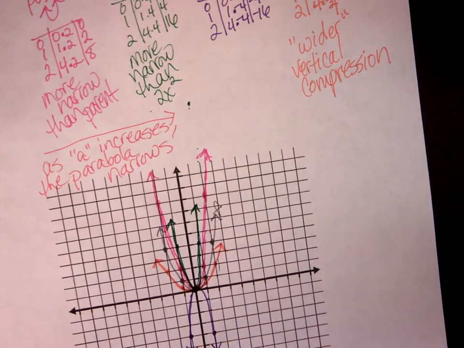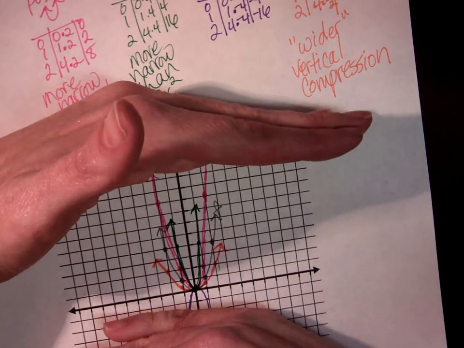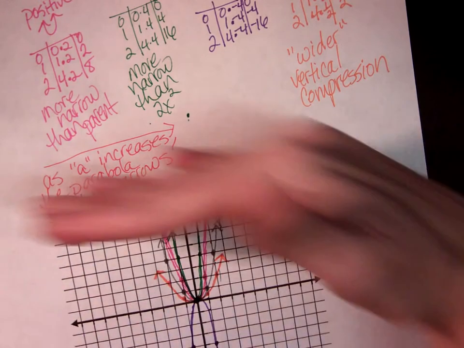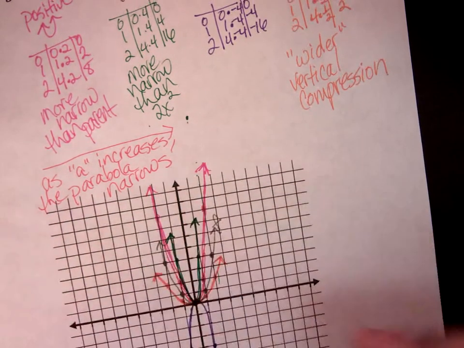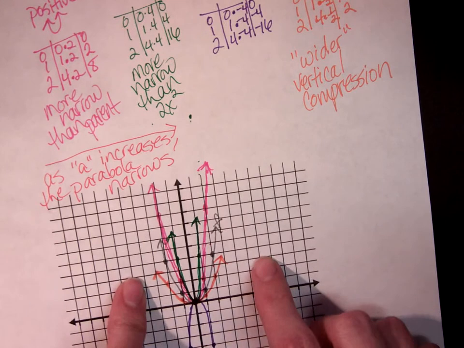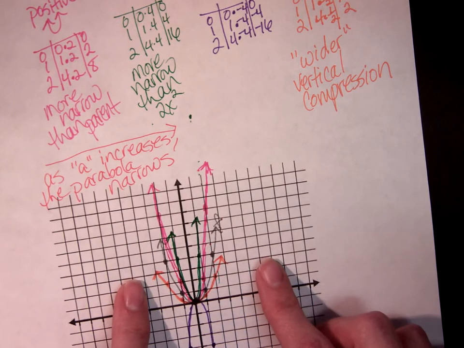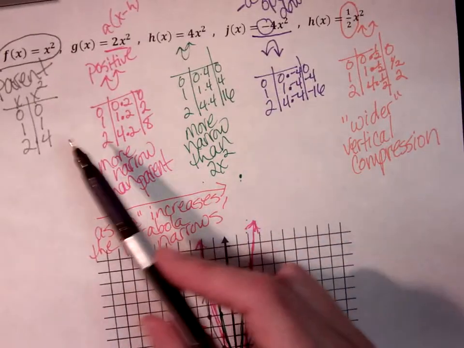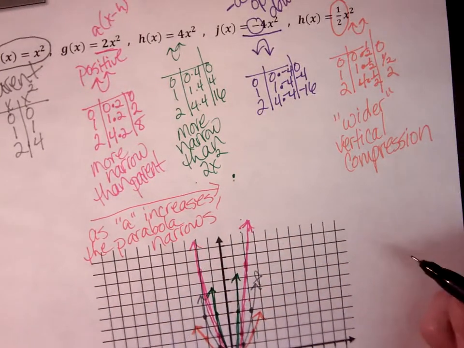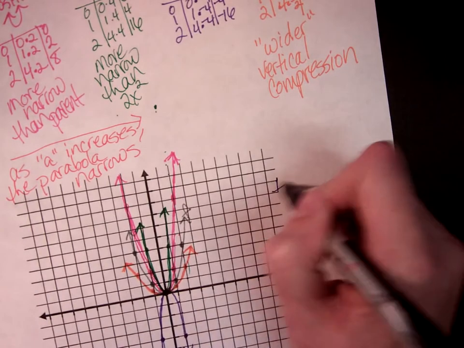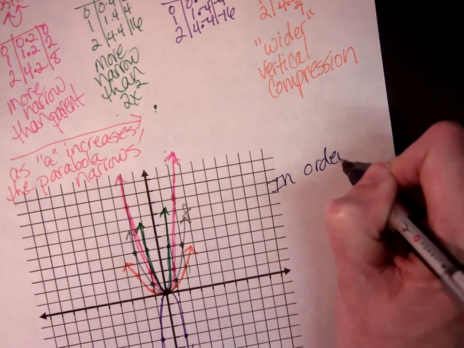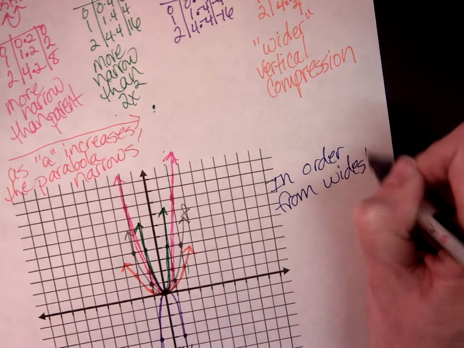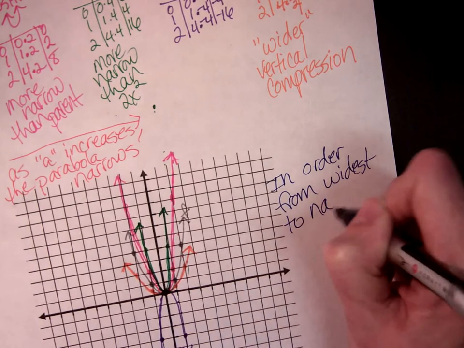Right? If I take my parabola and kind of imagine Play-Doh, right? When you squish it, it spreads out. So it's being compressed from top to bottom, which is what makes this spread out. Okay? So once you're familiar with these transformations, we want to be able to put functions in order from widest to narrowest.